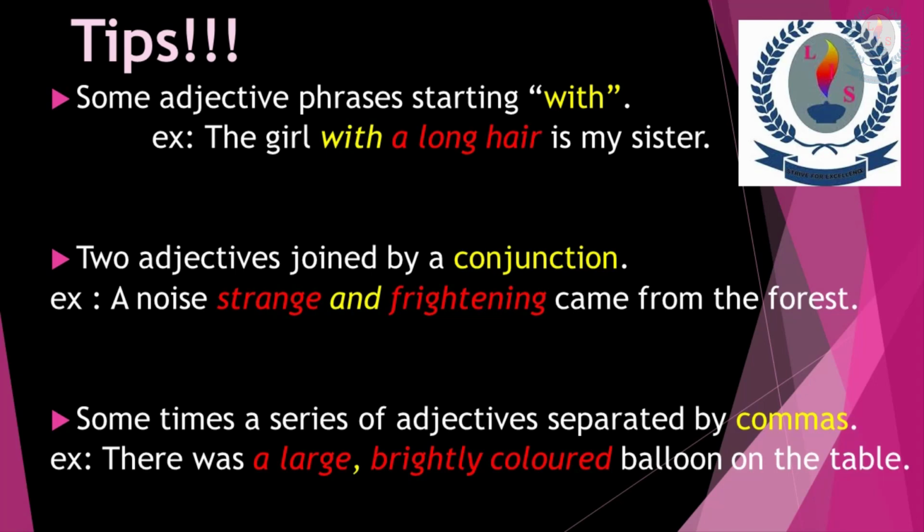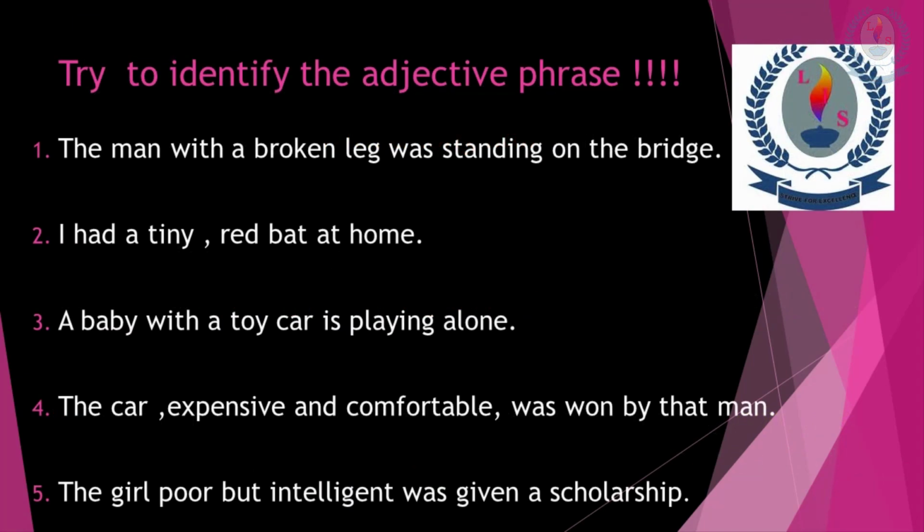So, children, when you try to recognize an adjective phrase in a sentence, keep in mind all these three tips. Then it will be very easy for you to identify the adjective phrase in the sentence. You know how to identify an adjective phrase using those tips. Now, you can try to do this exercise. Read carefully and identify the adjective phrase in each sentence. Don't forget to copy down all these 5 sentences into your writing copy and later you can circle or underline them.